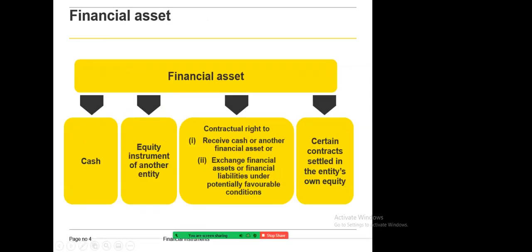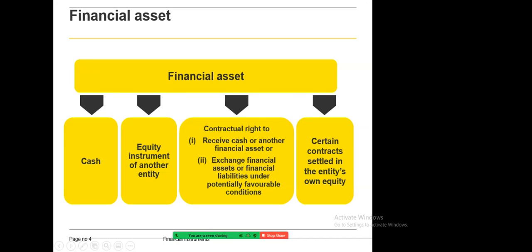Now, what do we mean by a financial asset? A financial asset is an asset against which you will be receiving cash, or you will be getting the equity instrument of another entity. You have the contractual right to receive cash or another financial asset, or to exchange financial assets or liabilities under potentially favorable conditions, or it is an asset that will be settled in the entity's own equity.